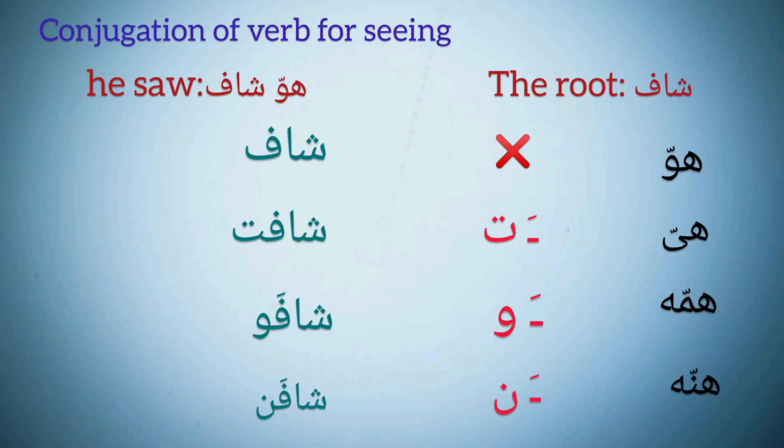And the second example for conjugating is seeing. In Arabic, the root of seeing is شاف. Shaf. As you see, huwa shaf. We don't add anything because it's the root and it's the third person singular. But for she, we add at. Hiya shafat. She saw. هم شافوا.